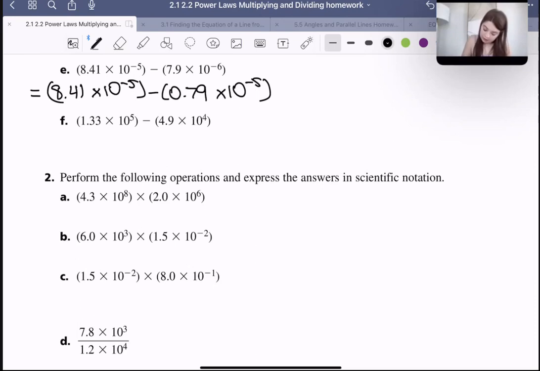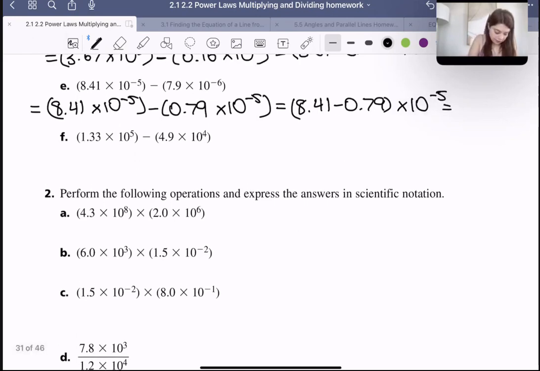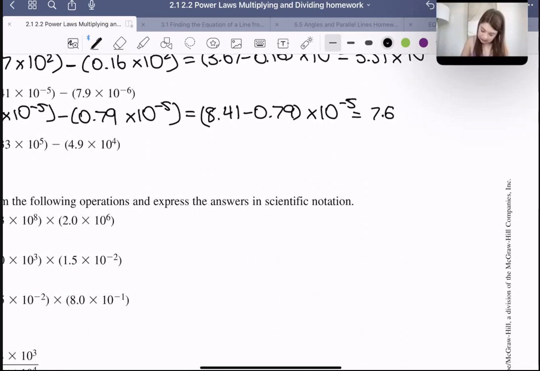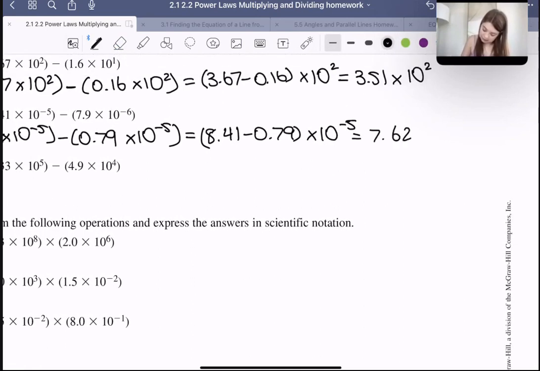And now I will subtract. So we have 8.41 minus 0.79 times 10 to the negative 5. And what's that going to end up being? Well, let's see. 8.41 minus 0.79 equals 7.62. Let's do a nicer 6. 7.62 times 10 to the negative 5. And there we go.